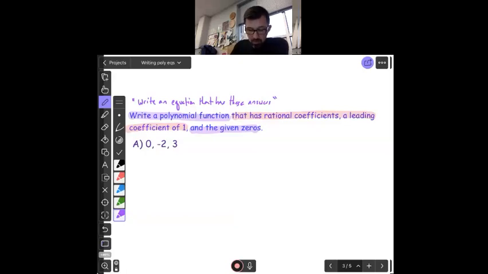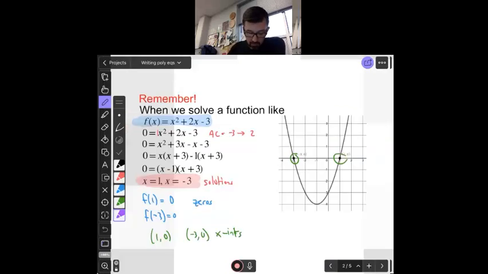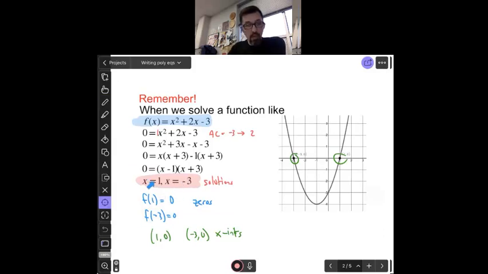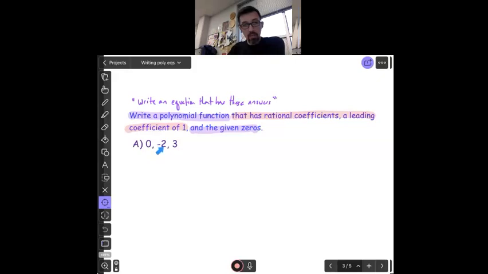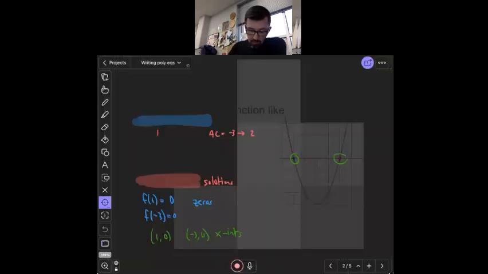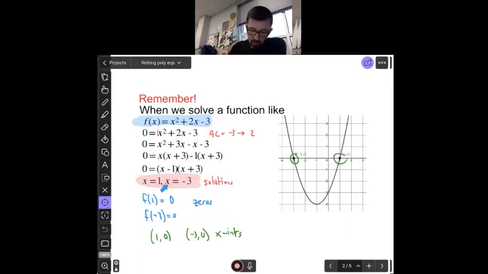So these are the zeros. What's another name for a zero? A zero is also a solution. So these are the x values. I'm telling you that x equals 0, x equals -2, x equals 3. I'm giving you those, and we want this when you're done.